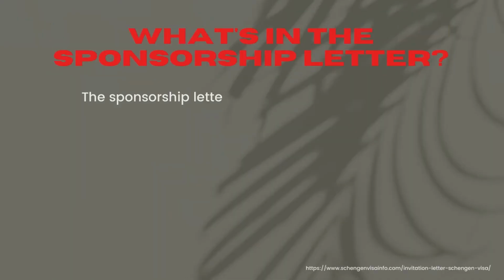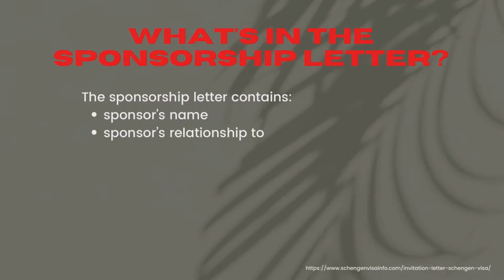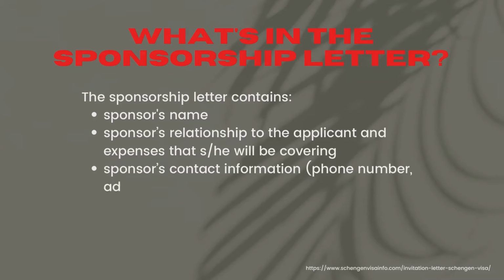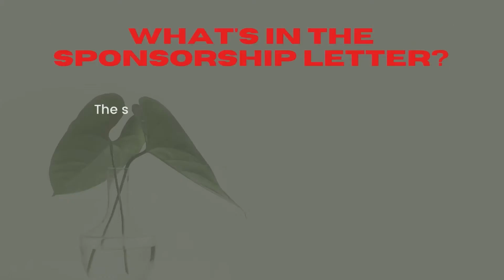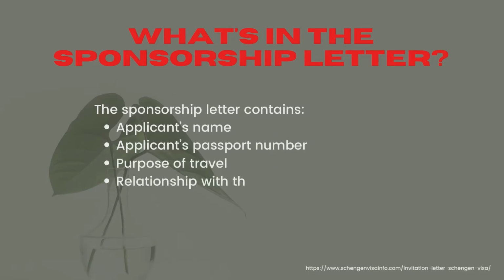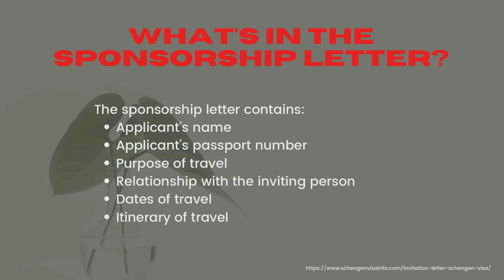Here are the things that should be included in the sponsorship letter. First, the sponsor's name, the relation to the applicant, and the expenses that he or she will be covering, as well as the sponsor's contact information, which should include the phone number, address, and email. It also includes details of the applicant's name, passport number, the purpose of the travel, the relationship with the inviting person, the inclusive travel dates, as well as the itinerary.